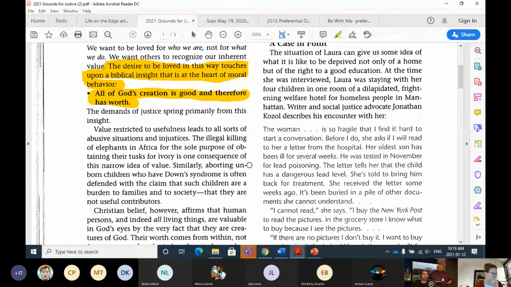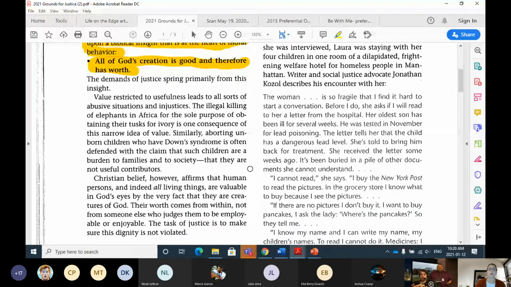Right? We talked about human dignity and how no human being should have their dignity compromised just because of certain circumstances in their lives. So value restricted to usefulness leads to all sorts of abusive situations and injustices. The illegal killing of elephants in Africa for the sole purpose of obtaining their tusks for ivory is one consequence of this narrow idea of value. Similarly, aborting unborn children who have Down syndrome is often defended with the claim that such children are a burden to families and to society, that they are not useful contributors.